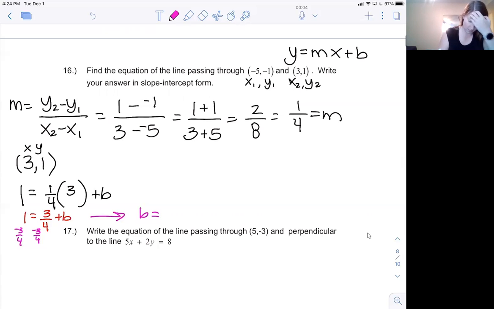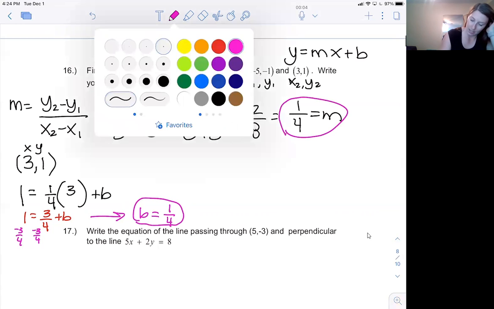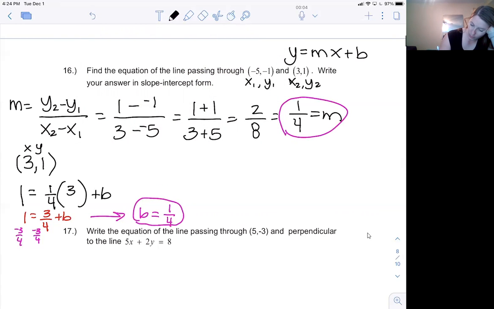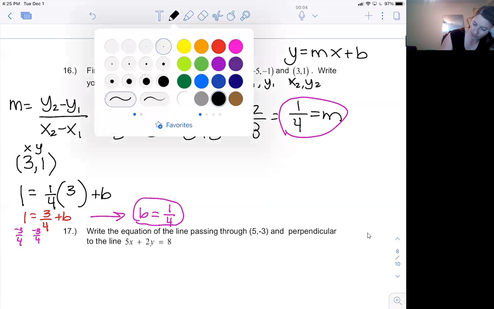Let me make sure. Yes. So b equals 1/4. Now I've got my b value and I've got my m value, both equal to 1/4. So now I just need to write it in slope-intercept form, which is this right here. This would be another good thing to write down, probably on your note card.